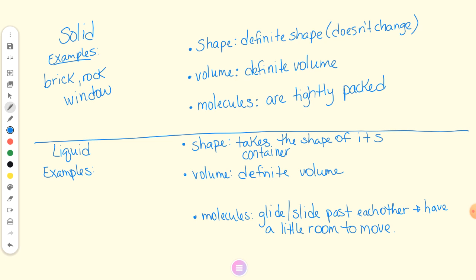Why are you packing up? Not yet. We're almost there, okay? We're almost there. You guys will need these notes for your homework.